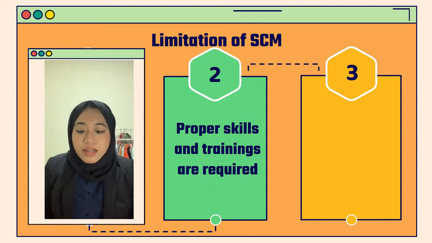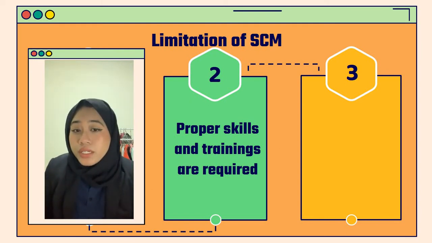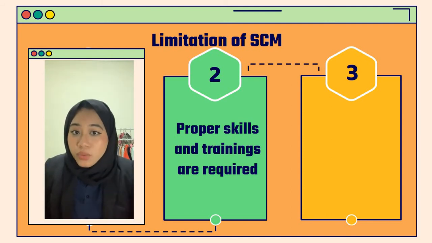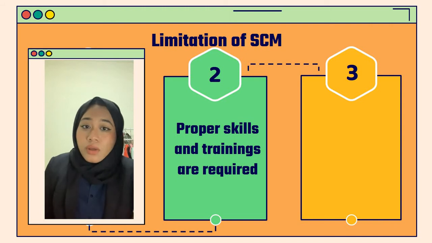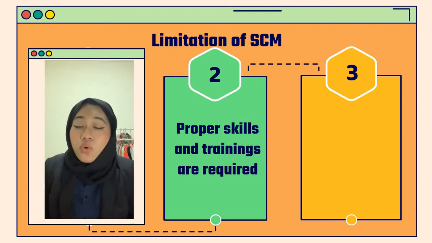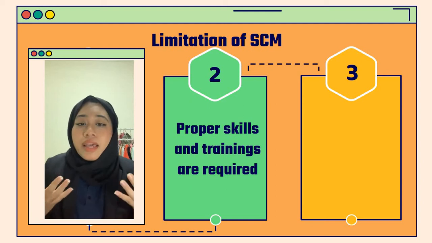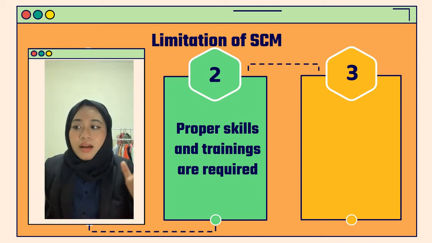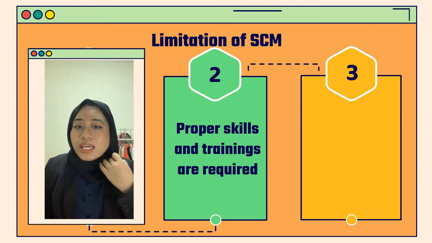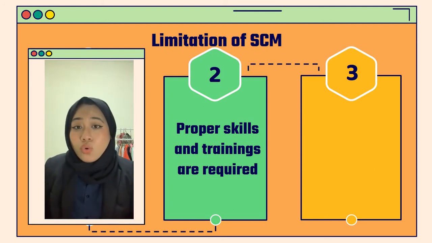Next, SCM needs proper training and skills. When a worker, or the staff of the company, doesn't get proper training, SCM cannot be effective. For example, in factories nowadays, mostly people are using machines to manufacture products. So when the factory worker doesn't know how to handle the machine, it will cause the company to have a low production level and can cause supply chain management activities to be delayed in the manufacturing process. So it can cause the company to have a low production level.